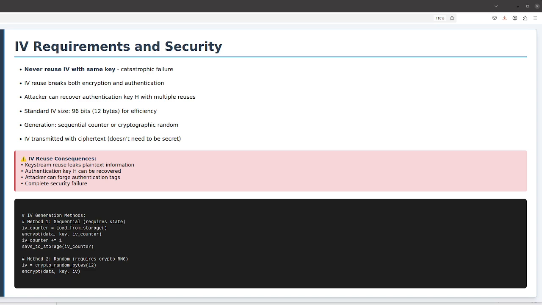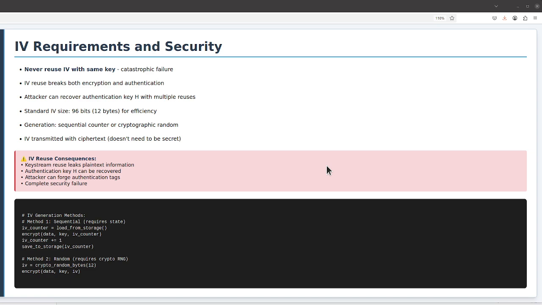Here's why IV reuse is catastrophic in GCM. When you reuse an IV, you generate the same keystream for both messages, which leaks information about the plaintexts through XOR, just like in CTR mode. But you also reuse the same authentication key stream. An attacker can XOR the two authentication tags and derive information about the authentication key H with enough IV reuses. An attacker can completely recover H, and once they have H, they can forge authentication tags for arbitrary messages. This is a complete security failure.